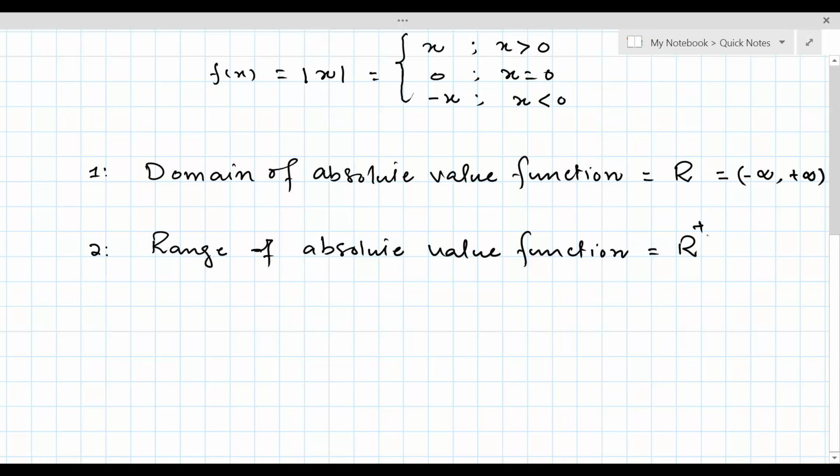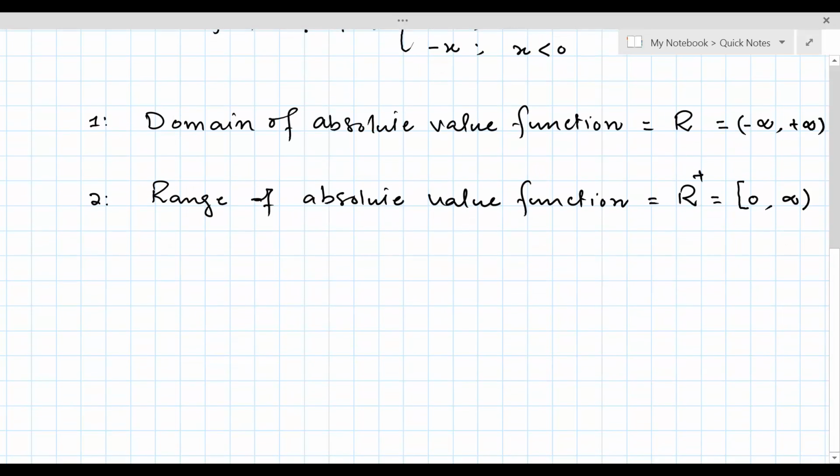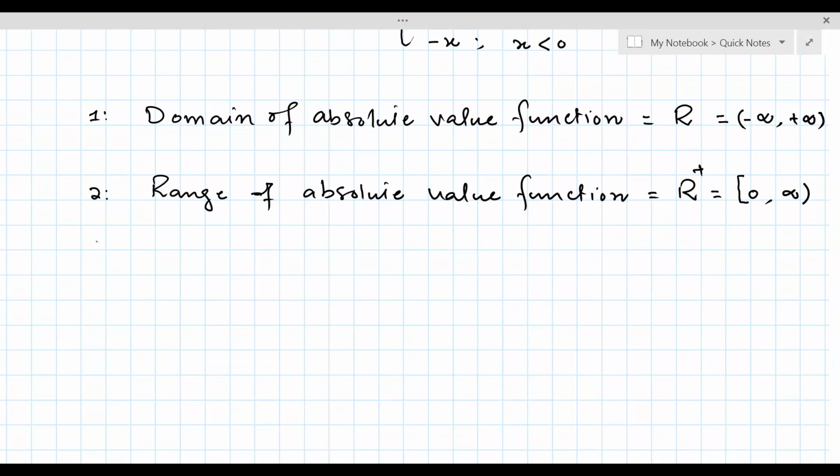We can place just plus on the top and we can write it 0 to infinity. From the infinity side it will be open, but it will be closed from the 0 side because 0 itself is a proper distance from origin itself. Therefore, we have to include 0, and this we indicate by placing a close bracket on the 0 side. So this is regarding the domain and range. And number 3.